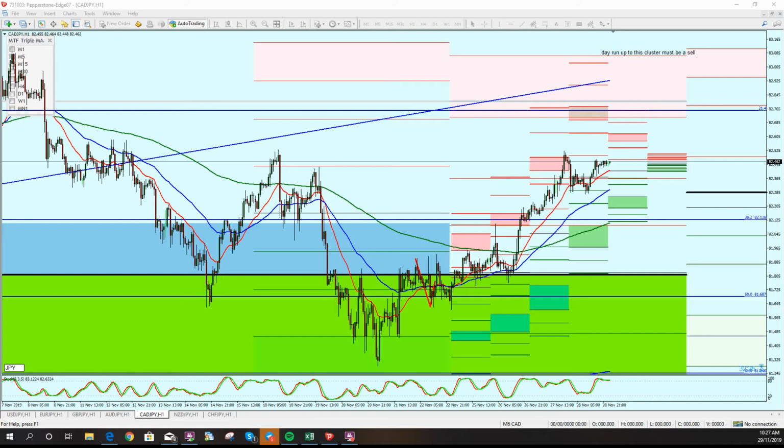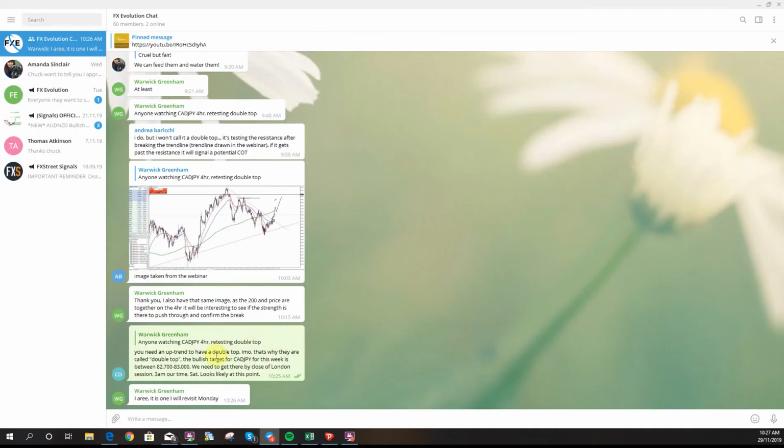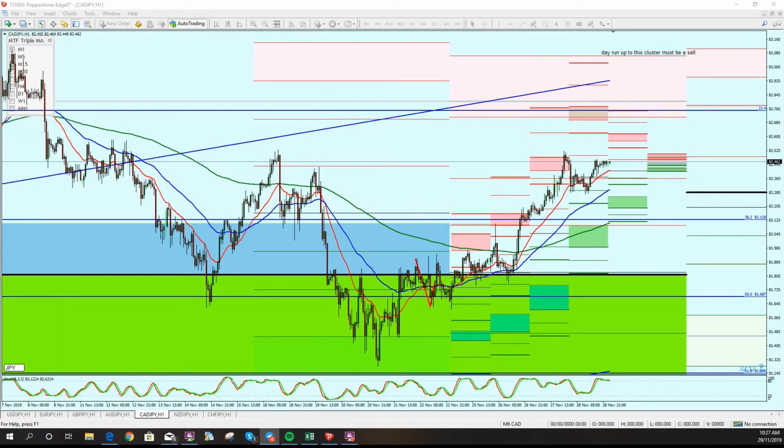I'm just responding to Warwick's post, or I think he might have been responding to somebody, not too sure, regarding the CAD yen down here. Just thought I'd throw my 2 bobs worth in. This is the CAD yen. Look, I know my chart is disgusting. I understand it. That's just the way it is.